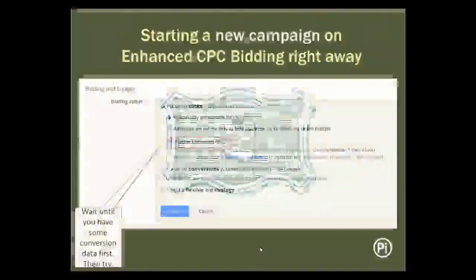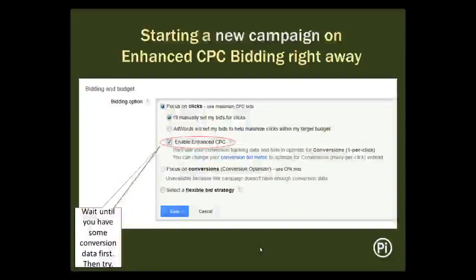All right, number 2, you want to start with a new campaign. If you start with a new campaign, do not do enhanced CPC bidding right away. Wait until you have some conversion data first, then you try it. Enhanced CPC is a tool that Google AdWords allows at the campaign level automatically with a new campaign or an old one that tries to use your conversion tracking data to optimize your bids for conversions.